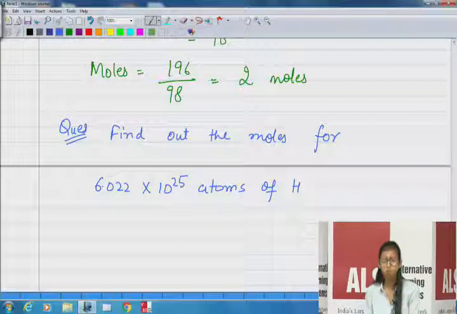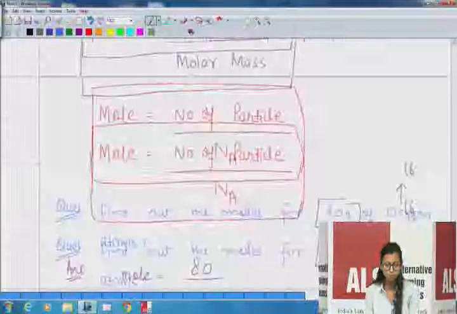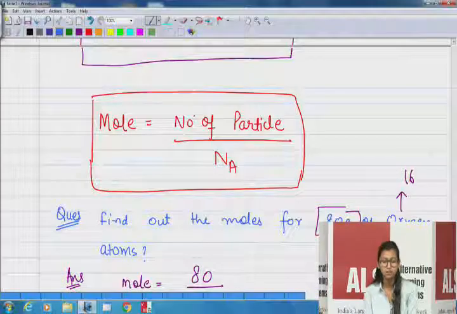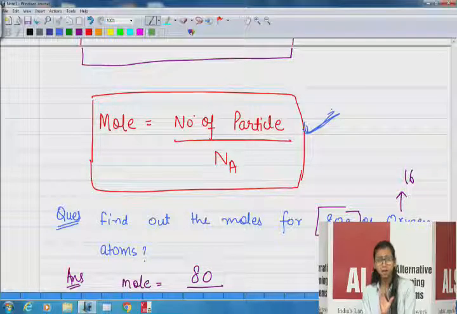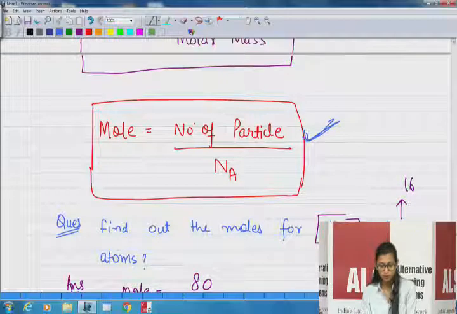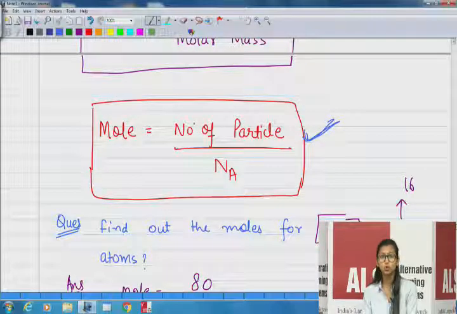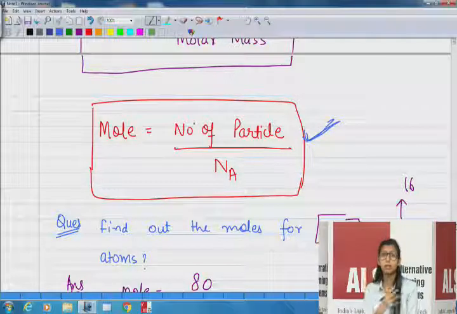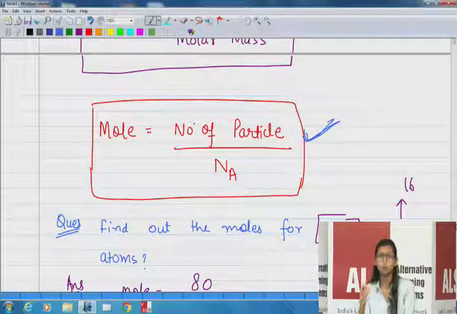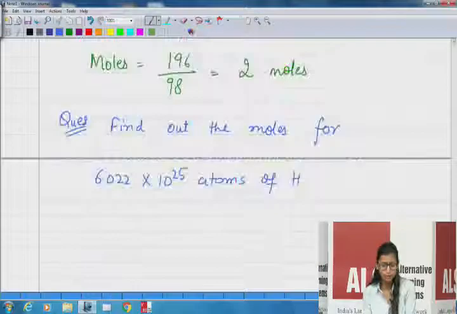There are two ways to do this question. Just check the screen. This is the formula we have. Whenever the number of particles is given to you, like this time the atoms are given, you have to remember that 6.022 into 10 to the power 23 atoms combine and form 1 mole. This time how many atoms do we have?